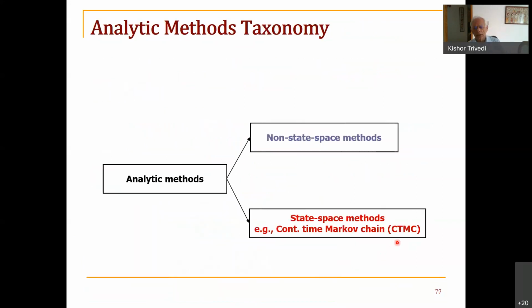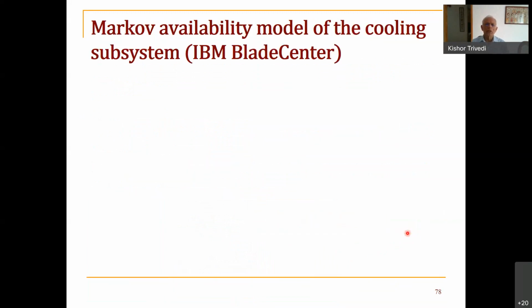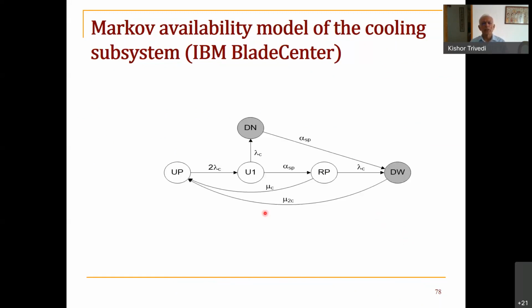So we are now going from non-state space methods to state space methods, and in particular, homogeneous continuous time Markov chains, or CTMC. And my approach is going to be via examples. So I'm now going to show you the availability model of the cooling subsystem of IBM BladeCenter, a real life system that I developed jointly with IBM engineers. And what I want to show you here is the cooling subsystem has 2 fans. So the system is up and running with 2 fans, and each fan has a failure rate lambda c. So overall failure rate is 2 lambda c.